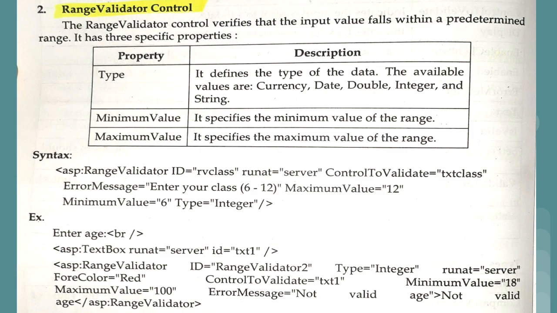Then we have ControlToValidate, that is txt1, the text box which I want to validate, and MinimumValue I have set as 18 and the MaximumValue is 100. Whenever the user enters a number which is less than 18 or greater than 100, you will get the error message "Not valid age", because this is the error message we have set in the ErrorMessage property. Okay, so this is the range validator. I hope this is clear to you. Whenever you want to check for a specific range, we make use of this validation control.